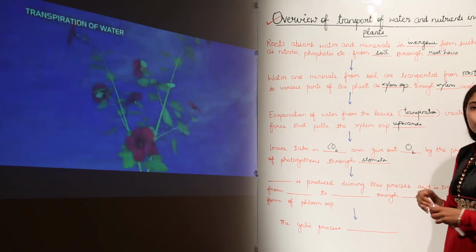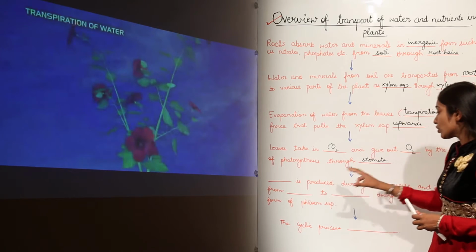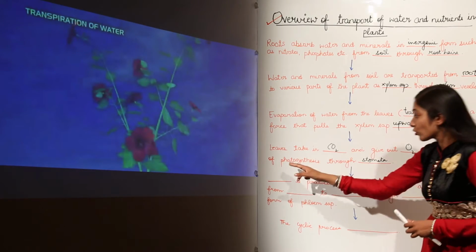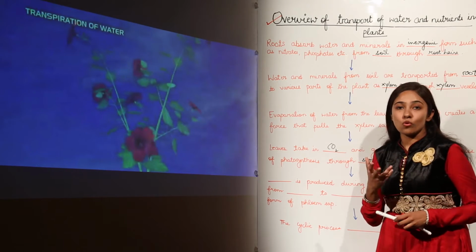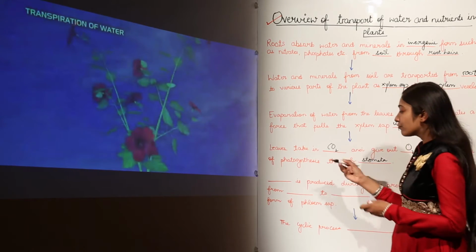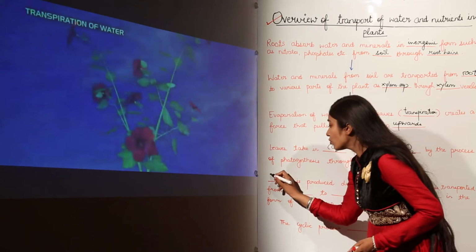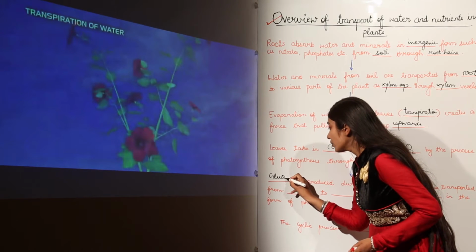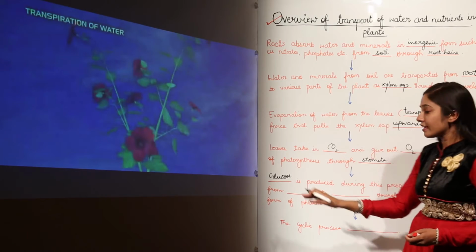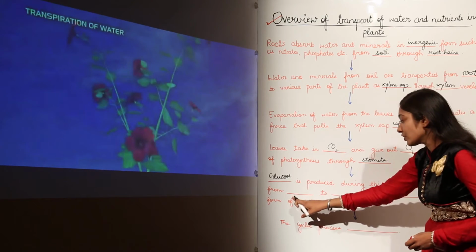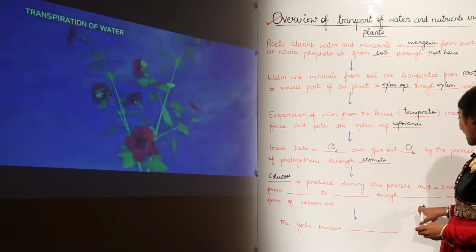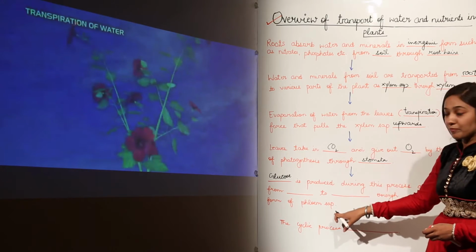Okay. Next we move on to dash is produced during this process. During photosynthesis, what is produced? The end product of photosynthesis is glucose, or you can say sugar. So we will write food is prepared, or you can write glucose. Glucose, which is a food for plants, is prepared during this process and is transported from dash to dash through dash in the form of phloem sap.